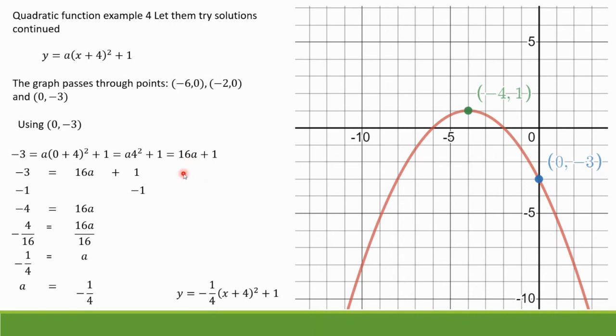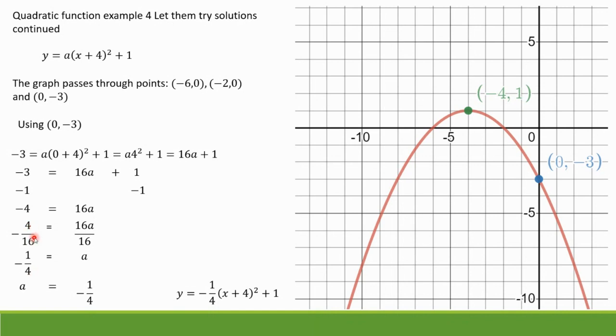Okay, that's good. So to get a, we have -3 equals 16a plus 1. That's what's happening here. Then we want to solve for a. We get it all alone. So we subtract 1 to get -4 is 16a. Then we divide by 16. We get -4 over 16 equals 16a over 16. Then we get a equals -1 over 4.